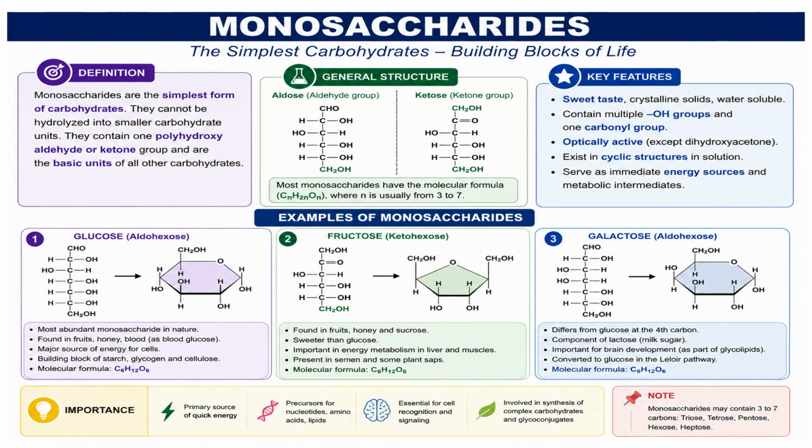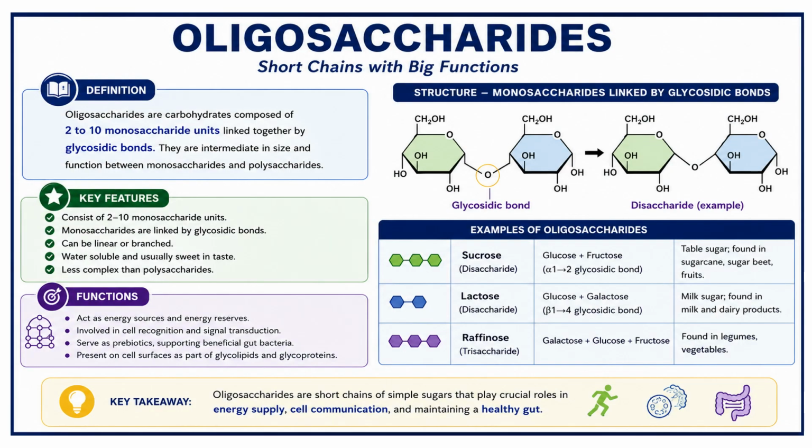Monosaccharides are essential in energy production, metabolism, cellular recognition, and biosynthesis. They can exist in linear and cyclic forms in solution and play important roles in living organisms. Oligosaccharides. Explanation with example. Oligosaccharides are carbohydrates made up of 2 to 10 monosaccharide units joined together by glycosidic bonds.